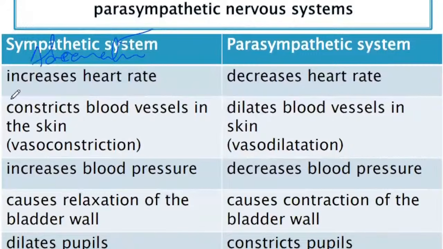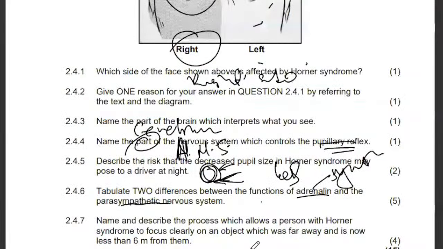and then you have parasympathetic. There is increased heartbeat. It's the same thing, constriction of blood. So you just have to get two of these, yes, and then you are able to get those marks.